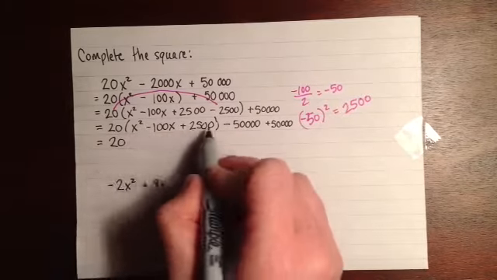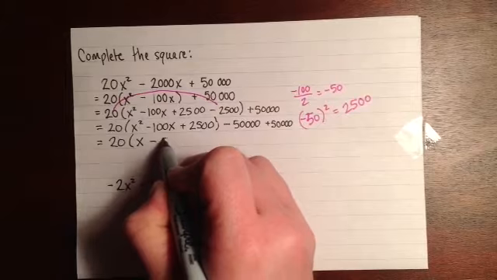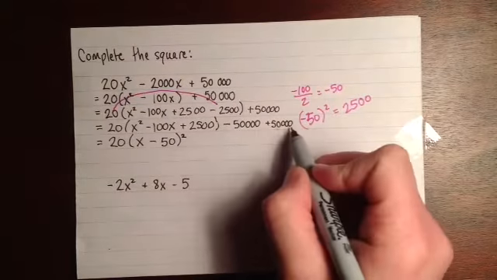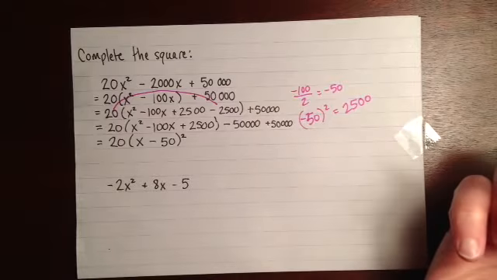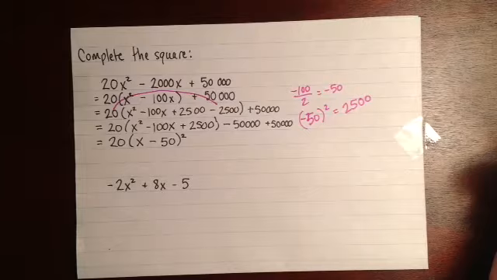And now we write this as a perfect square. It's going to be x minus 50 squared. And then minus 50,000 plus 50,000 is going to be 0. So you can write plus 0 if you want, you don't have to. Okay, done.